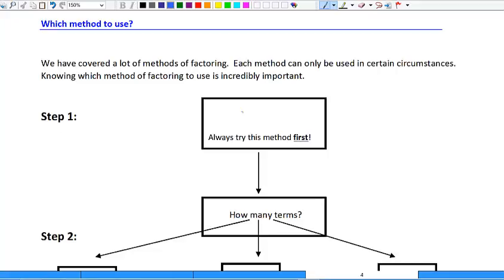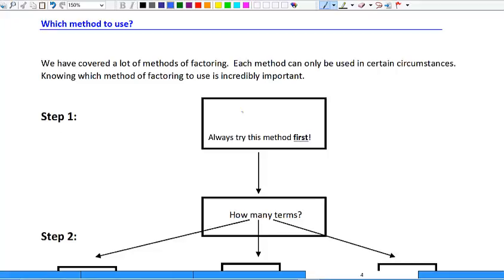Now we have covered a lot of methods of factoring over the last couple lessons, and it's hard for students to figure out which method you're going to use in which circumstances, because every method only has one specific circumstance that it can actually be used in. So knowing which method of factoring to use is incredibly important. So here are your steps.